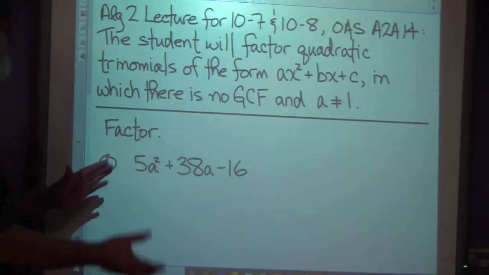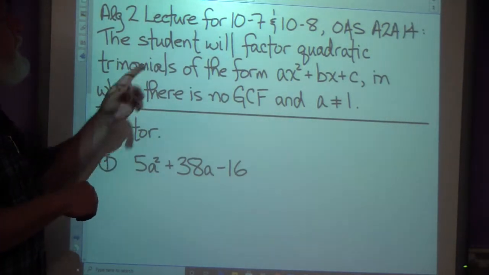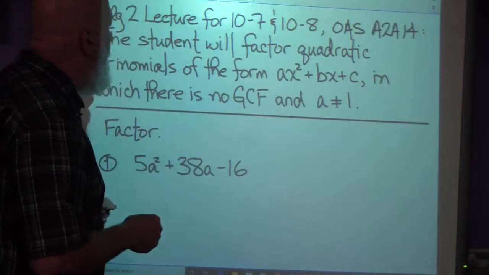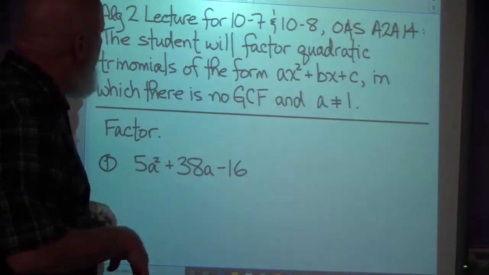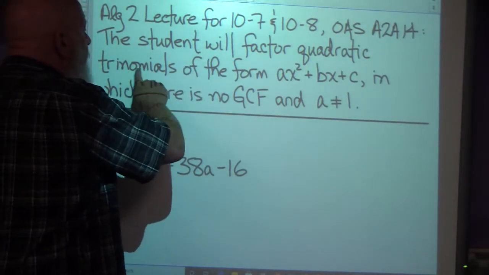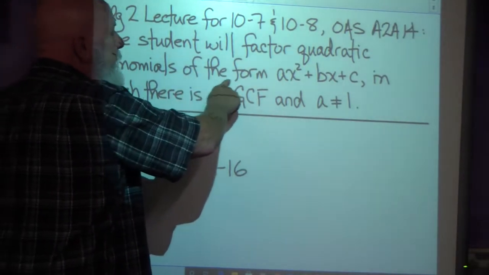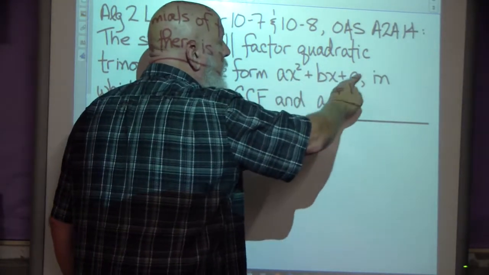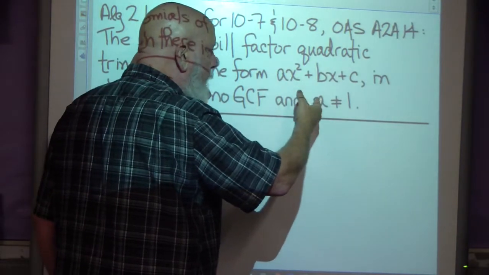We're going to do Algebra 2 lecture for 10.7 and 10.8. That's OASA 2A14. Again, we're talking about factoring. The student will factor quadratic trinomials of the form ax squared plus bx plus c. This is called the standard form, or the general form of a quadratic trinomial.